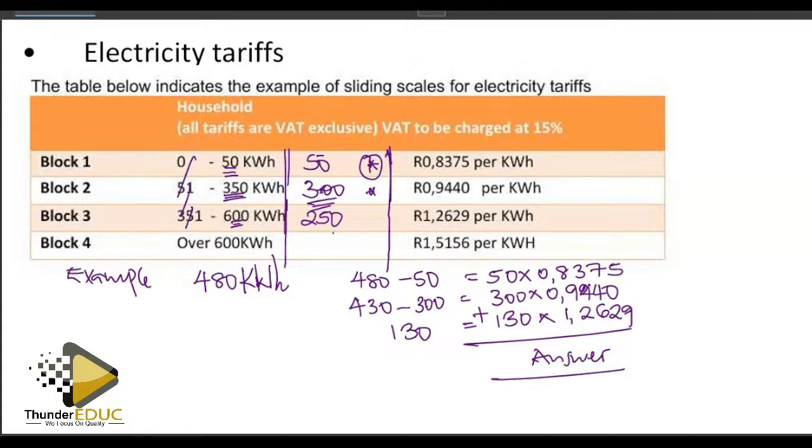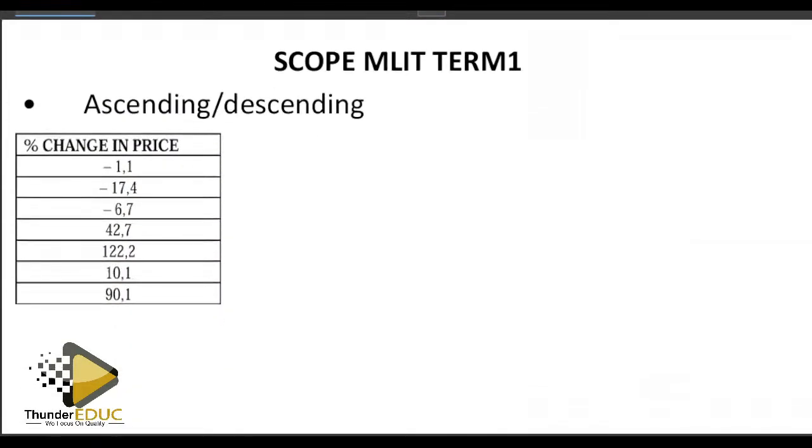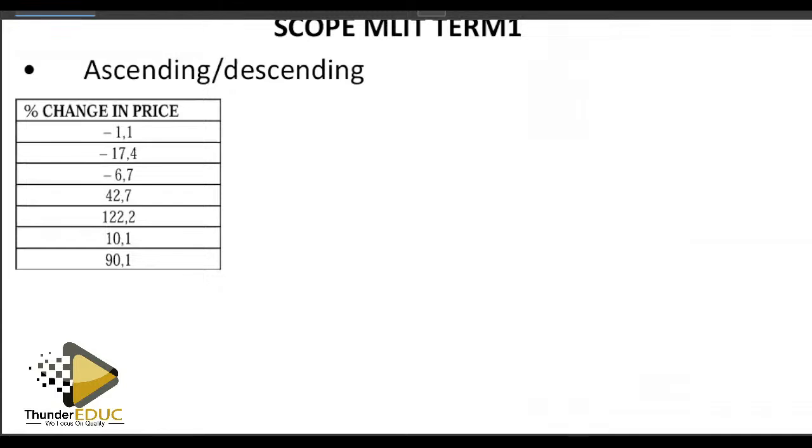But then the question says all tariffs are VAT exclusive. What do you do? You include VAT. You multiply by 1.15. That was an example. Let's look at another part here. Yes, this belongs to data handling.